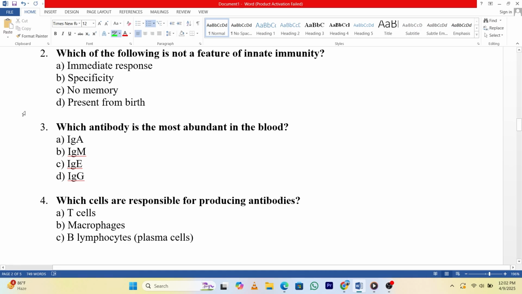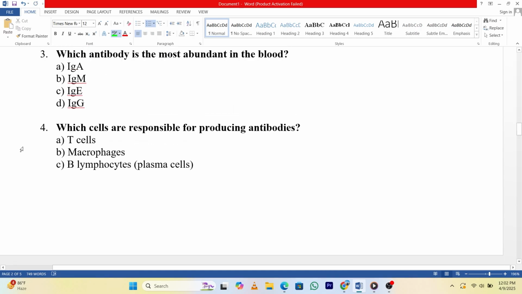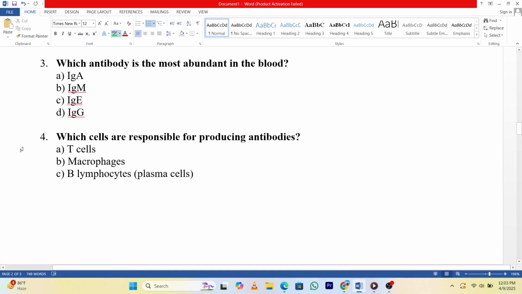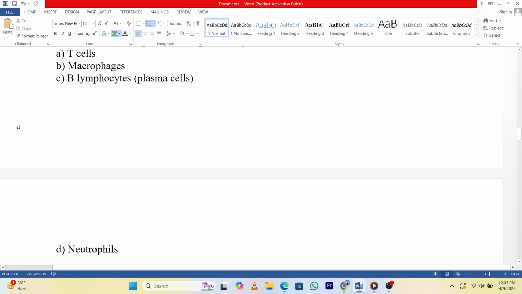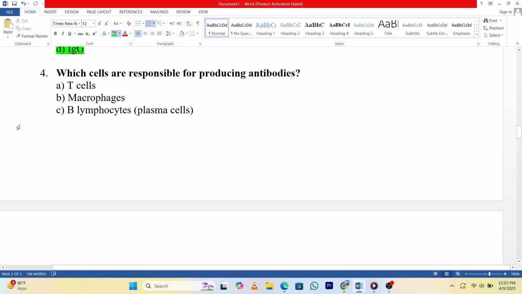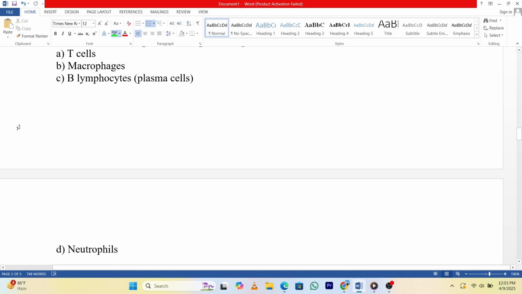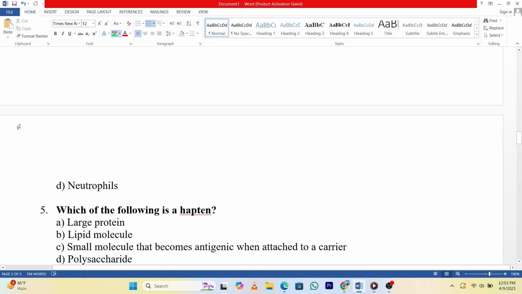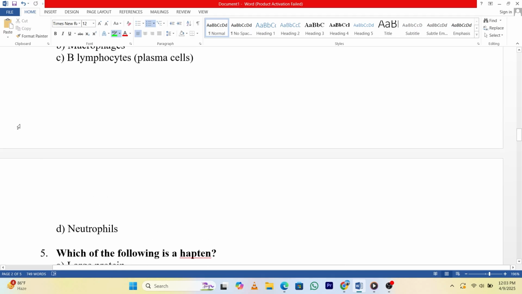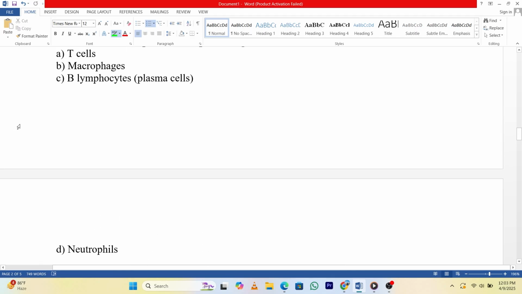Answer B. 3. Which antibody is the most abundant in the blood? A. IgA. B. IgM. C. IgE. D. IgG. Answer D. IgG. 4. Which cells are responsible for producing antibodies? A. T cells. B. Macrophages. C. B lymphocytes, plasma cells. D. Neutrophils. Answer C.